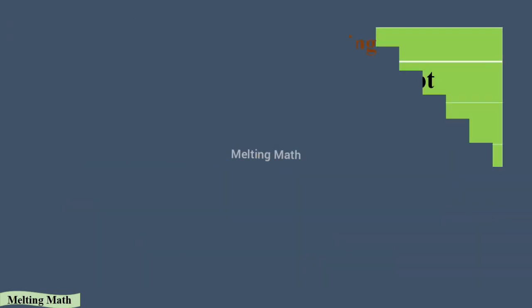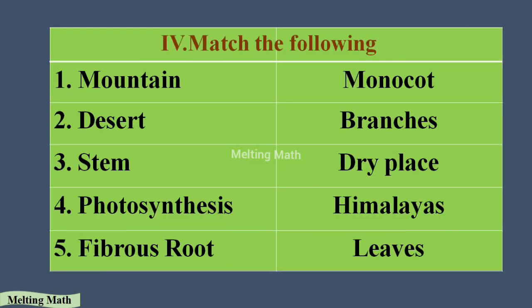Next, fourth Roman letter, match the following. First one, mountain. Let's match it. Mountain is what? Himalayas. Okay, next see the second one, desert. Desert is a dry place, so dry place is the answer. Next, third one, stem is a branches. Okay, third one, branches is the answer.